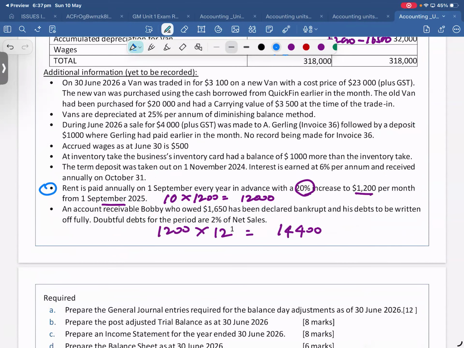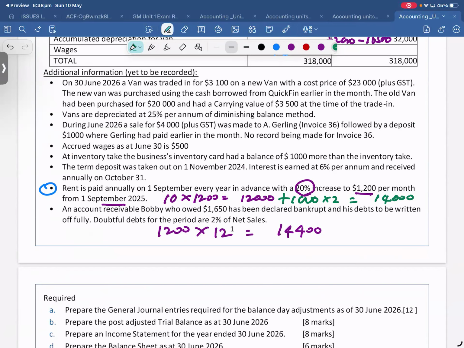It's a 20% increase. The original price was 1,000, and that 1,000 was applied for July and August in 25. Then from 1st September, the rent was 1,200. 1,200 times how many months? 10 months, which is 12,000, plus for that you are adding another 2,000, that is 1,000 times 2, which is altogether 14,000. So 14,000 was a double entry.